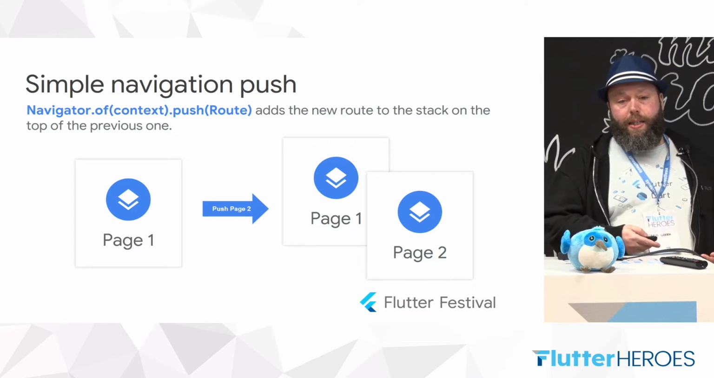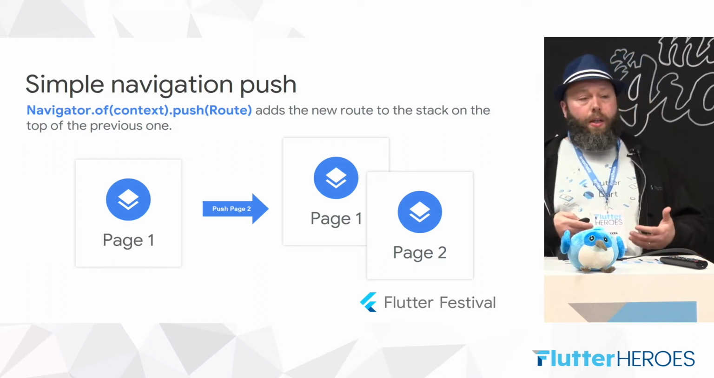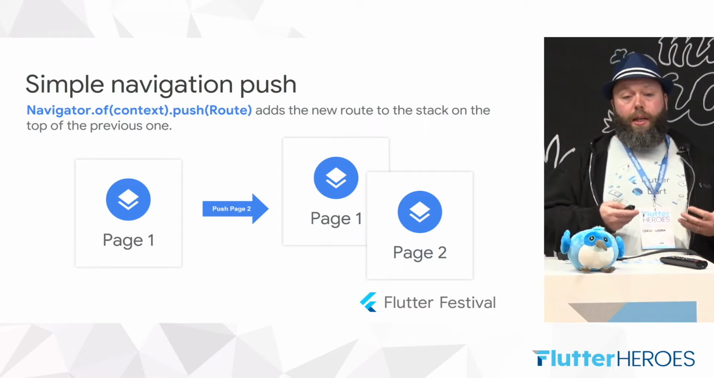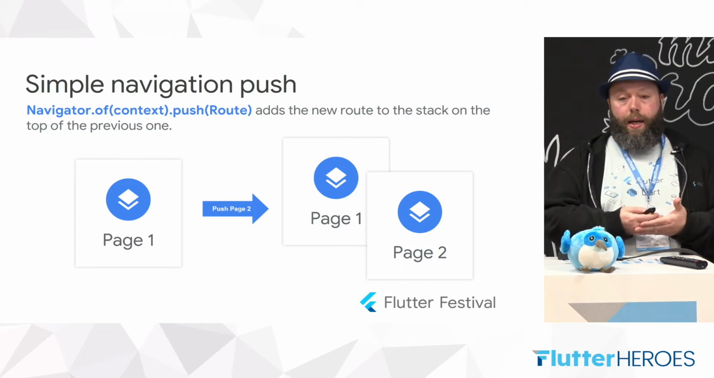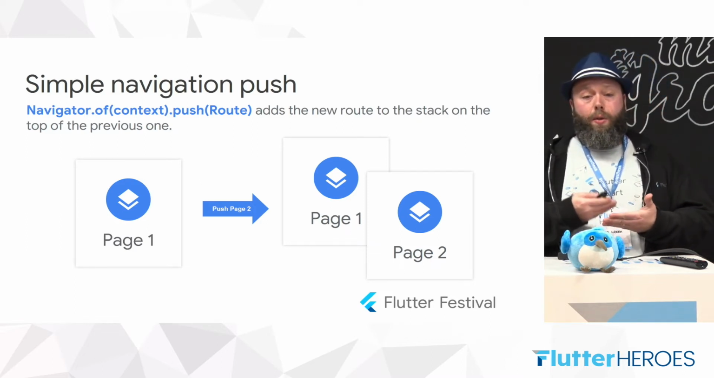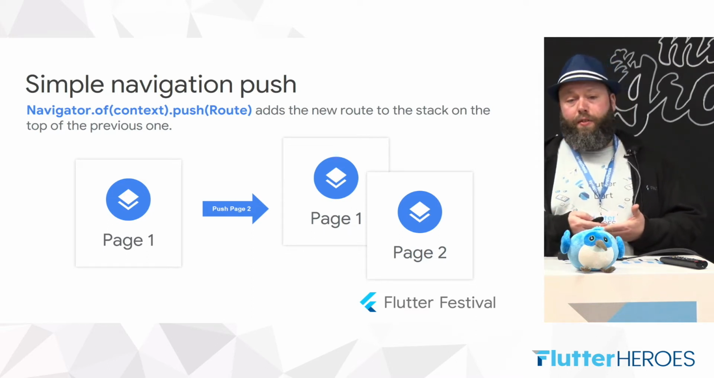So we get the instance of our navigator, we call the method push of the navigator, and we provide a route. This will cause the new route to be appended right in the stack, and so we will have our new route, in this case the page 2, over our first page.